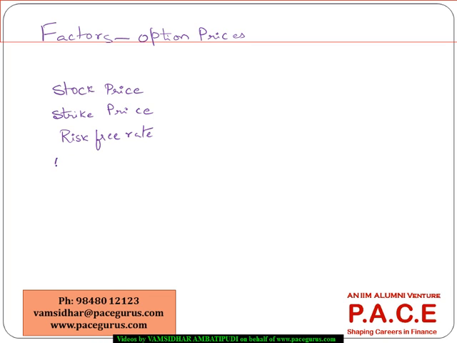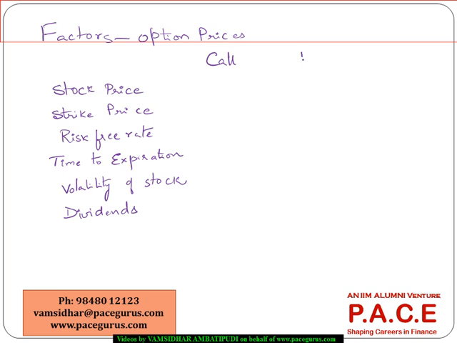Then the time to expiration. And we are looking at the volatility of the underlying stock, and we are also looking at the dividends. These are the six major factors which we look at, and probably associate them with the call option as well as the put option. So how each of these factors is going to impact the call option versus the put option, that's one thing which we are typically seeing.